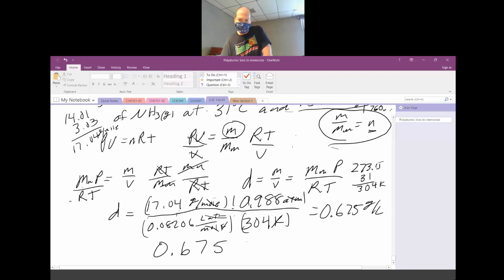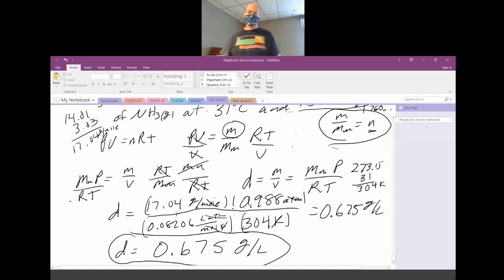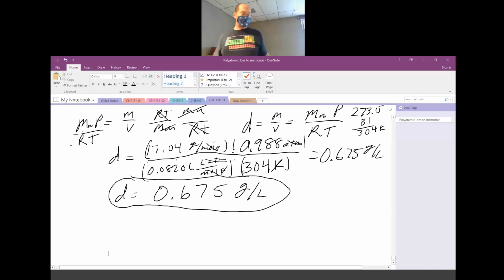0.675 grams per liter is the density of NH3 at that pressure and temperature. If you change the pressure or the temperature, you will change that number. So density of a gas, grams per liter, is the unit for density of a gas.